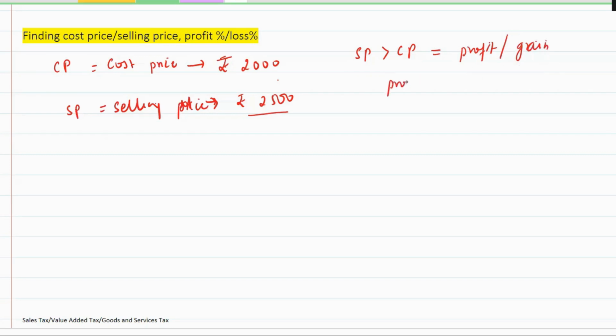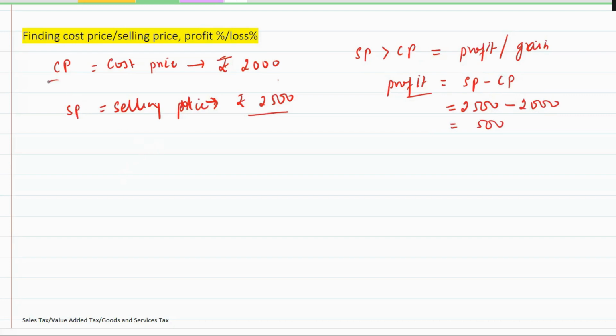How to calculate profit? How much profit is earned? We need to do selling price minus cost price. Profit is the extra money a person has received. That is SP minus CP. So here, selling price is 2500, cost price is 2000. So profit is 500.